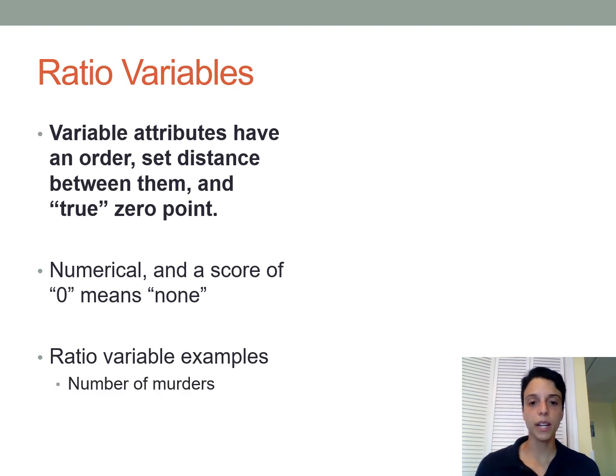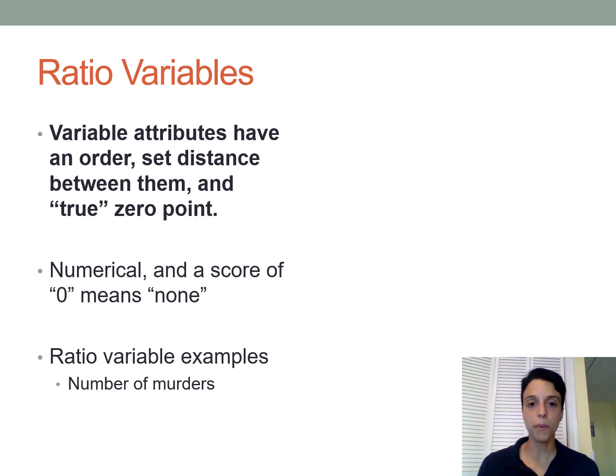Examples of ratio variables include the number of murders. We can definitely put number of murders in order. 5 murders is more than 2 murders, which is more than no murders. There's a set distance between them. The distance from 1 murder to 2 murders is the same as the distance from 3 murders to 4 murders, and so on. And we can also do that test, right? So is there a set distance between them? Well, can we do basic arithmetic? What's 3 murders plus 4 murders? 7 murders. Bam, we have a set distance between them.